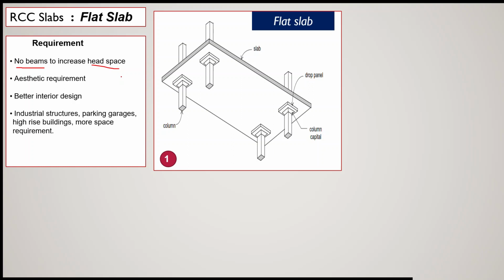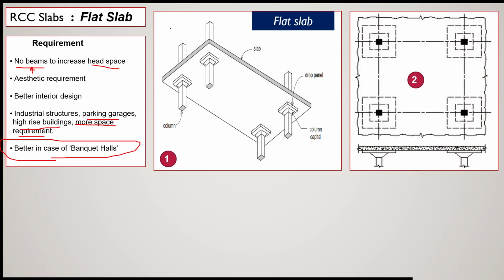So these types of slabs are generally provided in industrial structures. You may have seen them in parking garages and high-rise buildings, because more space is required. Ultimately, if more space is required, you may decide that no beam should be there below the slab. Basically, you will also find these types of slabs in banquet halls, where the head space or space requirement is quite high.